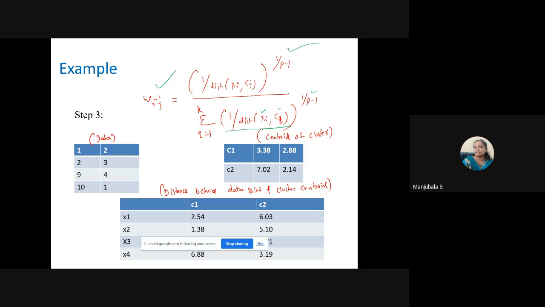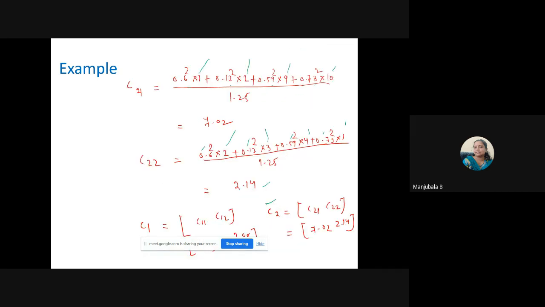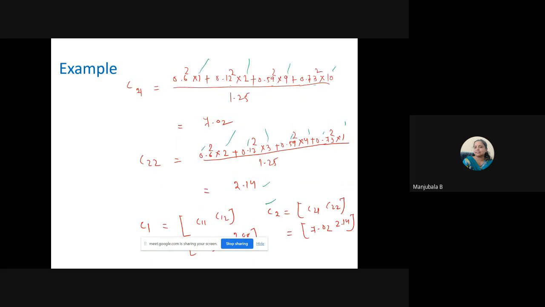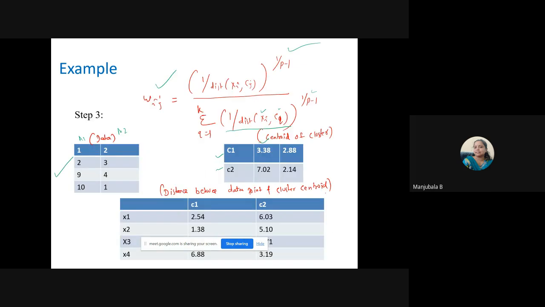So how to find out that one? We have the data points x1, x2, x3, x4. These 4 data points are there with respect to 2 attributes, a1 and a2. These are the 2 cluster centroids we have formed in the previous step, C11, C12, C21, C22. These are the values you got. So what we have to find out is the distance between Xi and Cj.